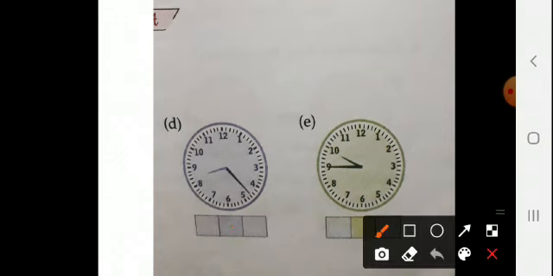Now see the next one, E part. Here in the E part, that means it is already 9 and how many minutes? 45 minutes. 45 minutes past 9. So what will be the answer? 9:45. Understood? You can do the starting parts A and B, very simple. D and E we have completed.